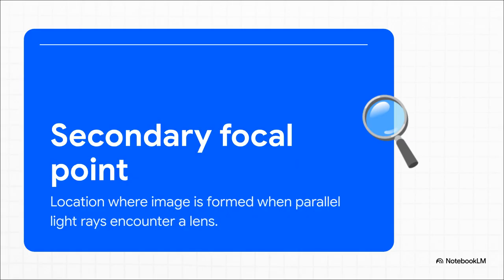Simple as that. Now contrast that immediately with the secondary focal point. Do not confuse the two. It's a classic mistake. The secondary focal point is the exact opposite scenario. Here, we've got parallel rays with zero vergence, already traveling toward and entering the lens. The lens bends them, and that precise location where they converge to form an image, that's the secondary focal point. So just remember, primary is about parallel rays leaving, secondary is about parallel rays entering.